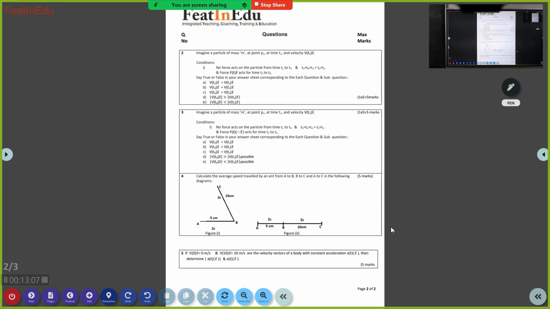Second question. So imagine, did you draw a small dot and put the velocity, all of you? Yes, sir. He is not there because he was upset, and then he didn't see the video also.